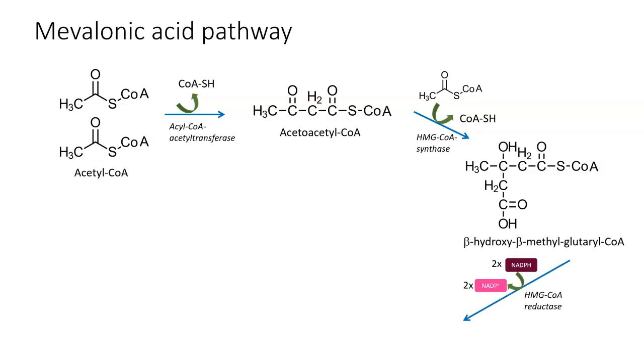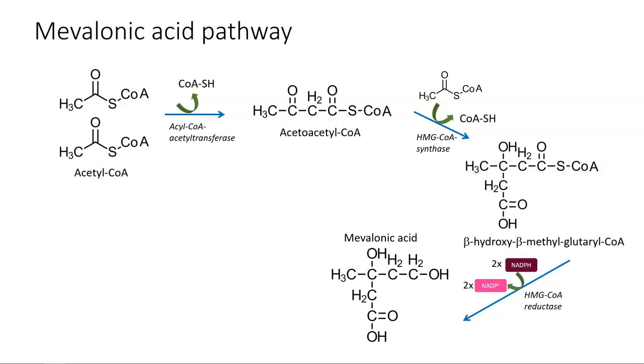Next, the beta-hydroxy beta-methyl glutaryl CoA reacts with two NADPH and two protons and the enzyme beta-hydroxy beta-methyl glutaryl CoA reductase to form mevalonic acid. Mevalonic acid is a 6-carbon hydrocarbon that is not linear.